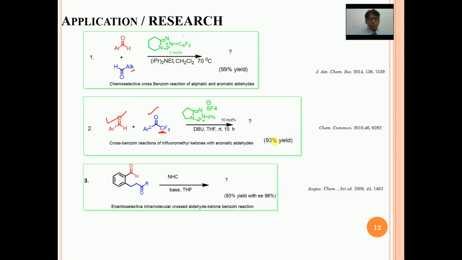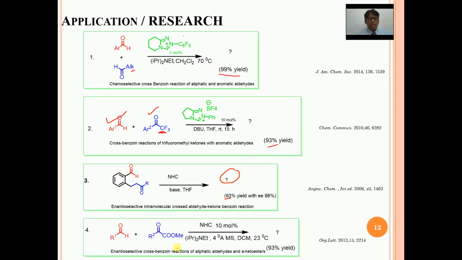Thirdly, intramolecular crossed aldehyde-ketone benzoin condensation, and you will see in all the cases the yield is very high. Intramolecular means some cyclized product is going to be formed. And lastly, this is an alpha ketoester. This is the alpha position, alpha ketoester. In the presence of an N-heterocyclic carbene, it is going to give you the product.